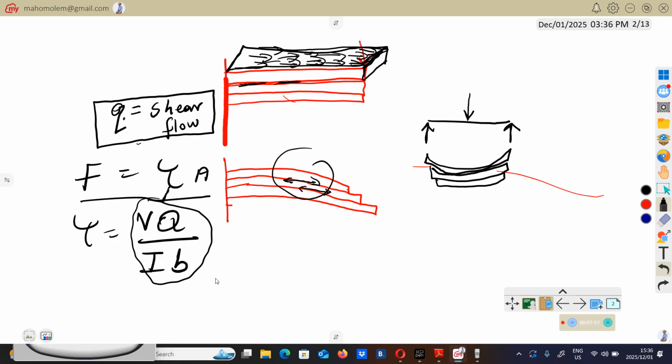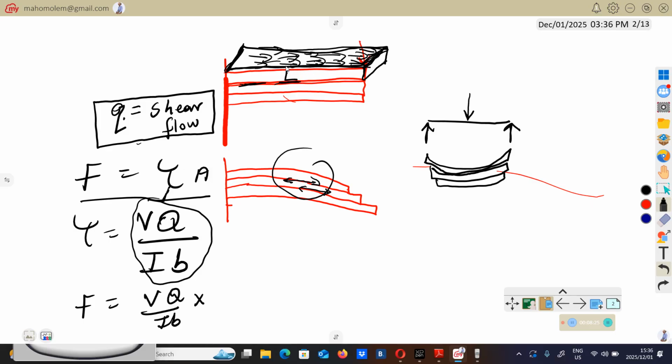So the area is going to be, okay, you will say F equals shear stress, you use VQ over IB multiplied by area, which is going to be the length. The area is going to be this side multiplied by this side.